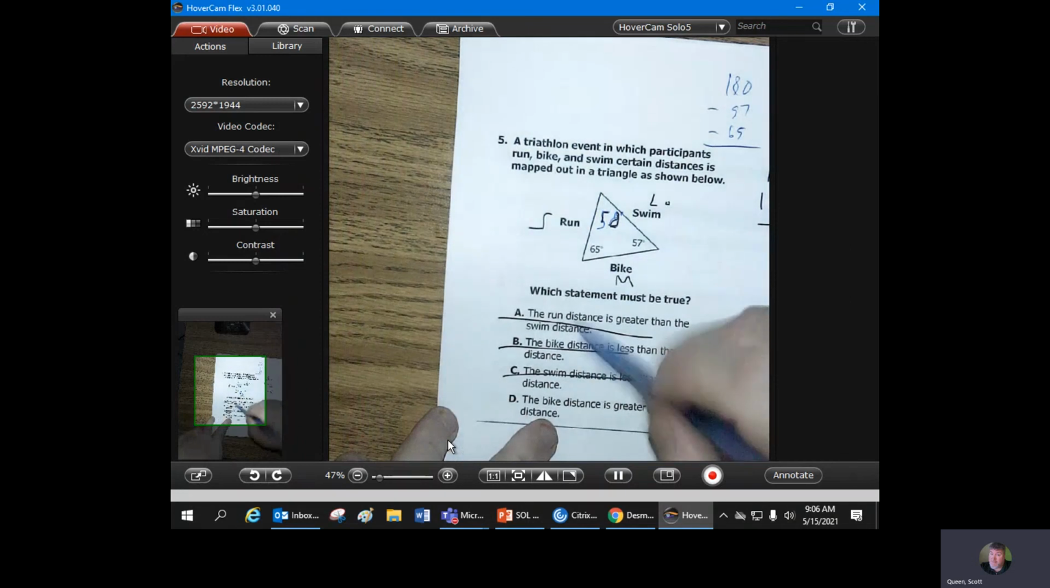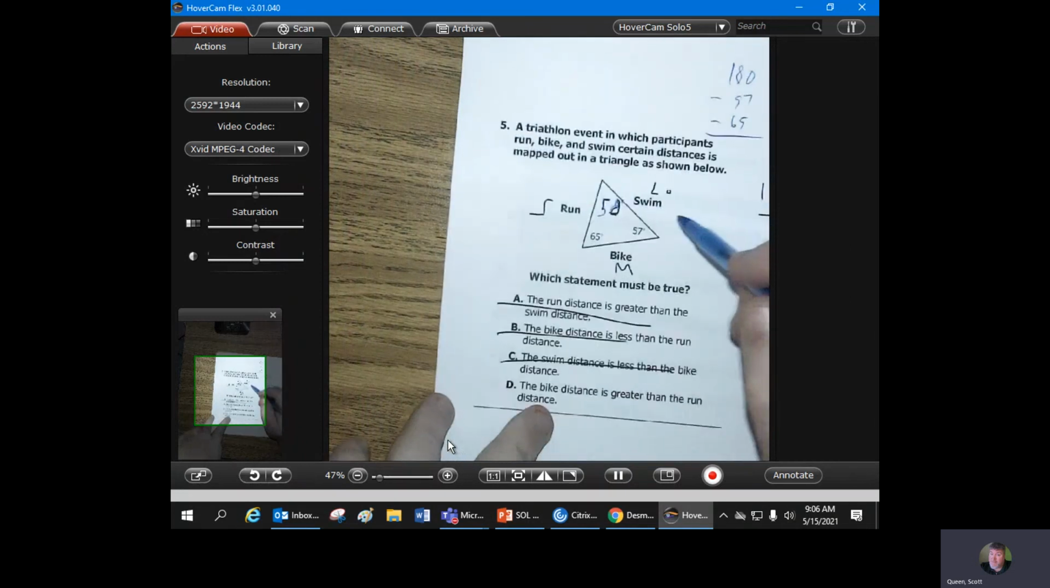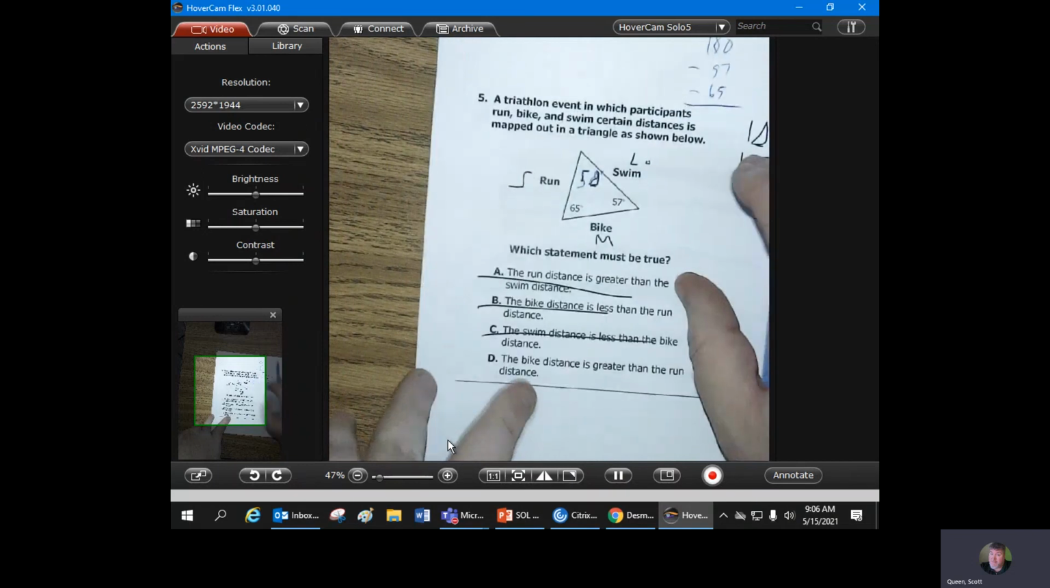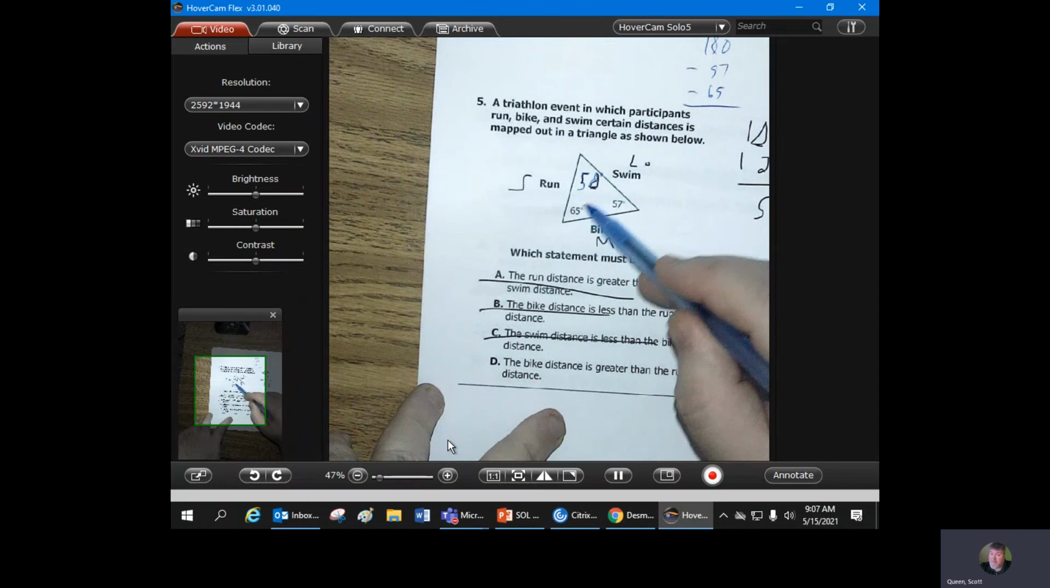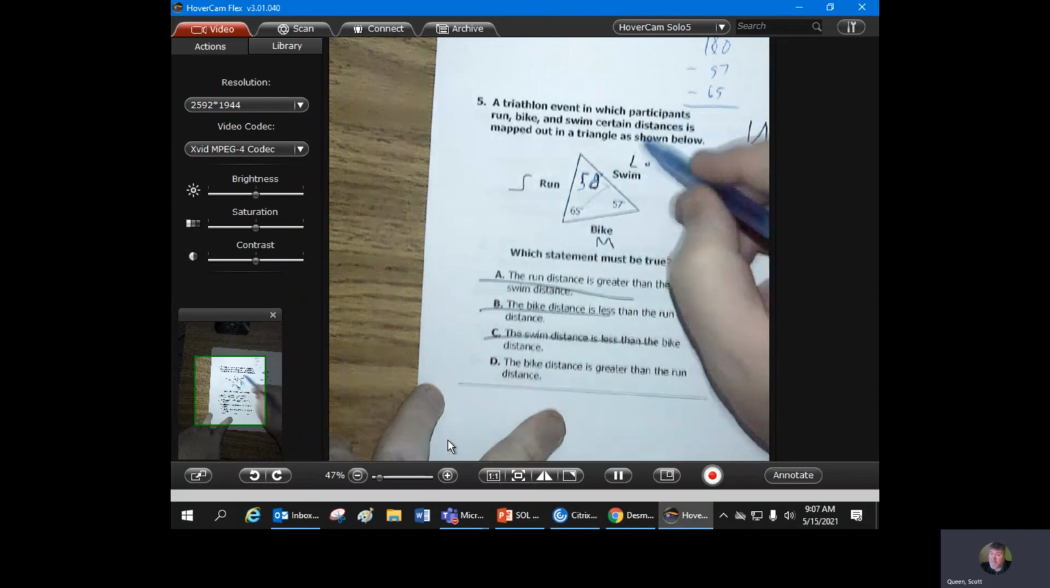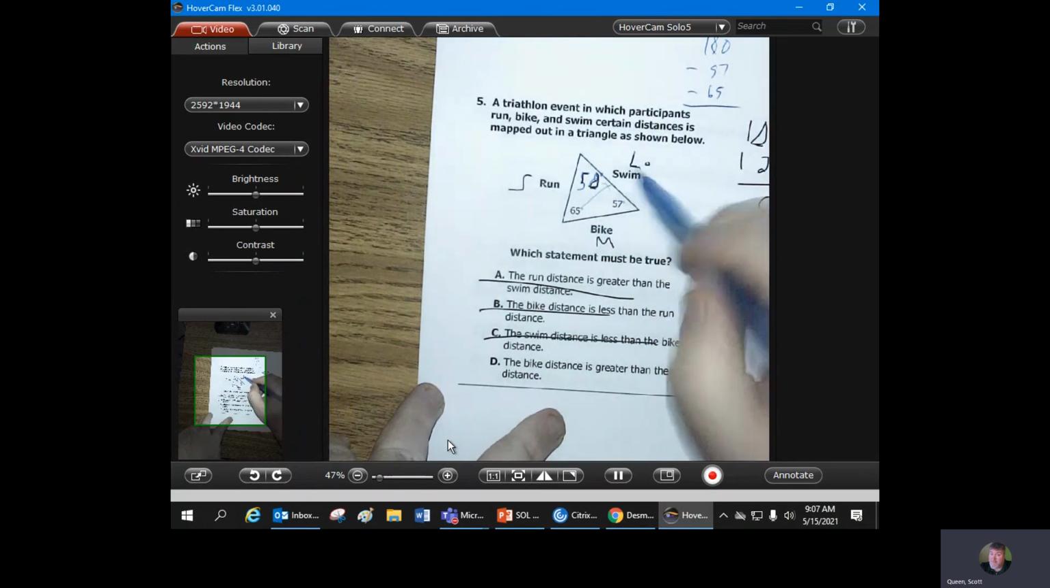So some people don't know how to do these, but that's okay. Remember, longest sides go with the biggest angle, shortest sides go with the smallest angle, right? So I'm going to label these longest, medium, and shortest. I'm going to find my biggest angle, 65 degrees. That's across from my largest side, so I'm going to put an L there.